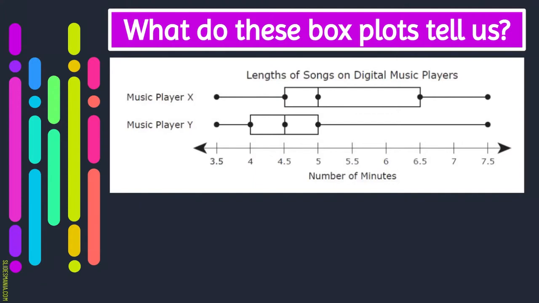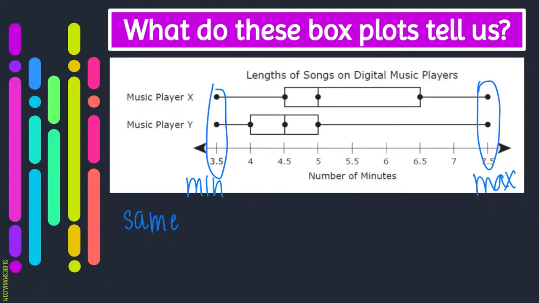So keeping with that thought that we did in our warm-up, what do these box plots tell us? I see that they both have the same minimum, and then they also have the same exact maximum. This tells me they're going to have the same exact range. And their range goes from 3.5 to 7.5, which means their range is 4. They have different medians. Here's the median here, it's 5. And the median for music player Y is 4.5.